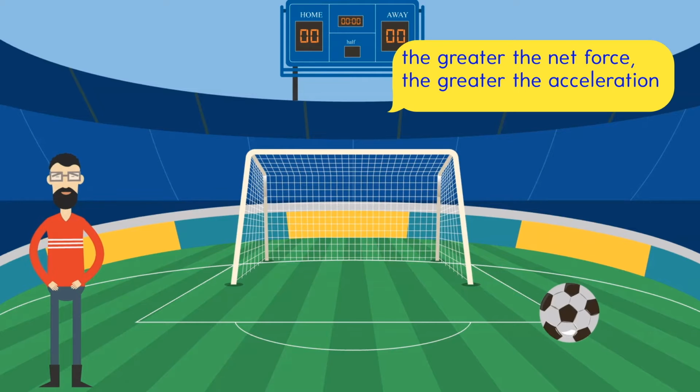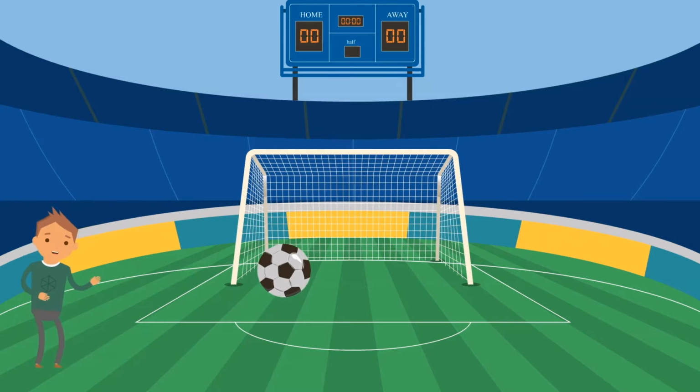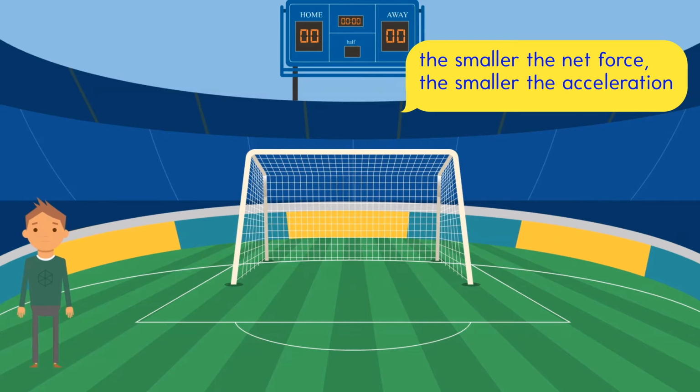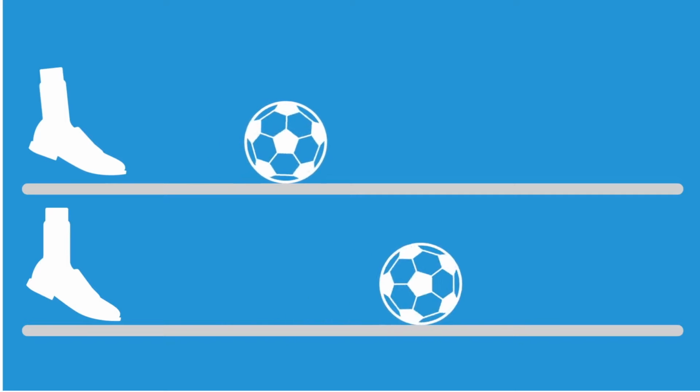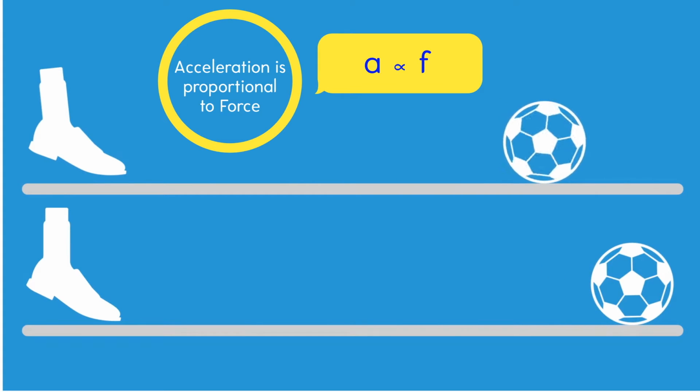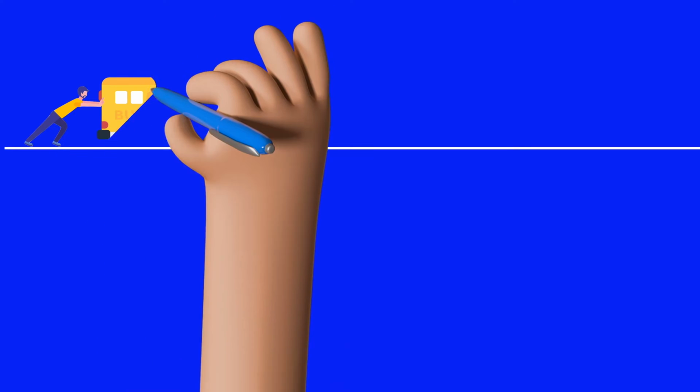The greater the net force, the greater the acceleration. The smaller the net force, the smaller the acceleration. Acceleration is directly proportional to the magnitude of the force. Let's look at how the mass of an object influences its acceleration.